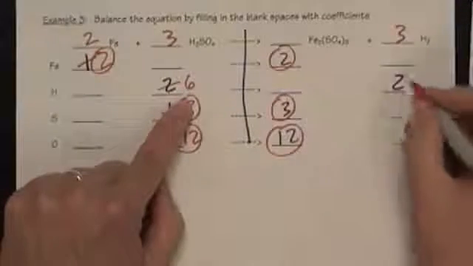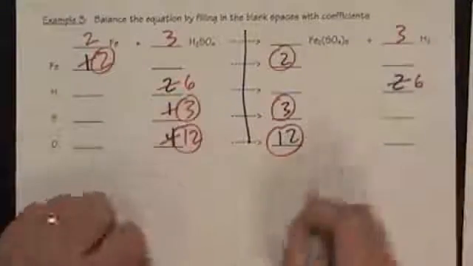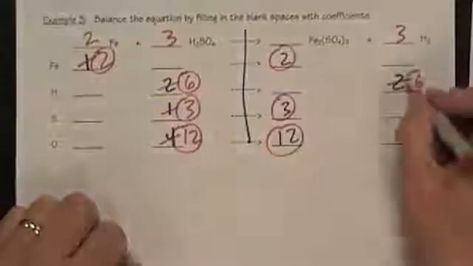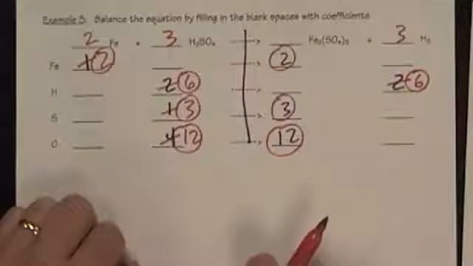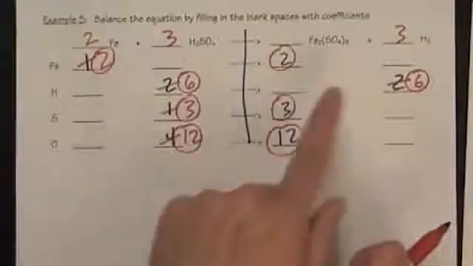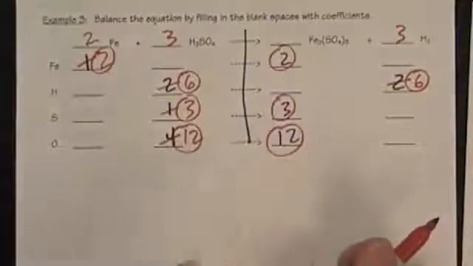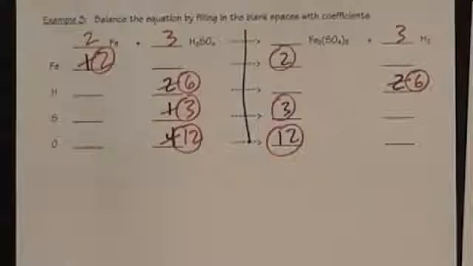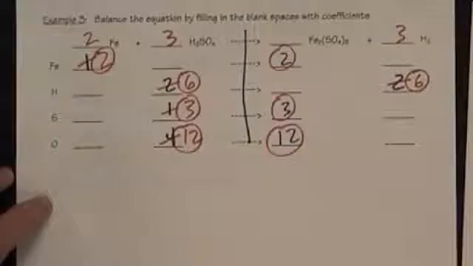If I multiply 2 times 3, then I get 6. Now I've got 6 atoms of hydrogen on both sides and it's balanced. I have the same number of atoms of each element on both sides of the equation, and that balances the equation so that it satisfies the rule of conservation of mass and matter.